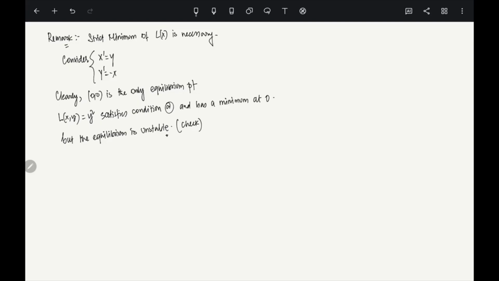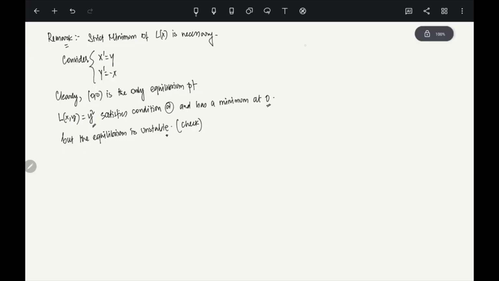So if both are negative, then you have a stable equilibrium. So basically it is an unstable equilibrium that you can check, and that is why, even if you see here L(x, y) equals y squared, that has a minimum of 0, but the minimum is not a strict minimum. In that case the theorem does not hold and the equilibrium is unstable. Is it okay?